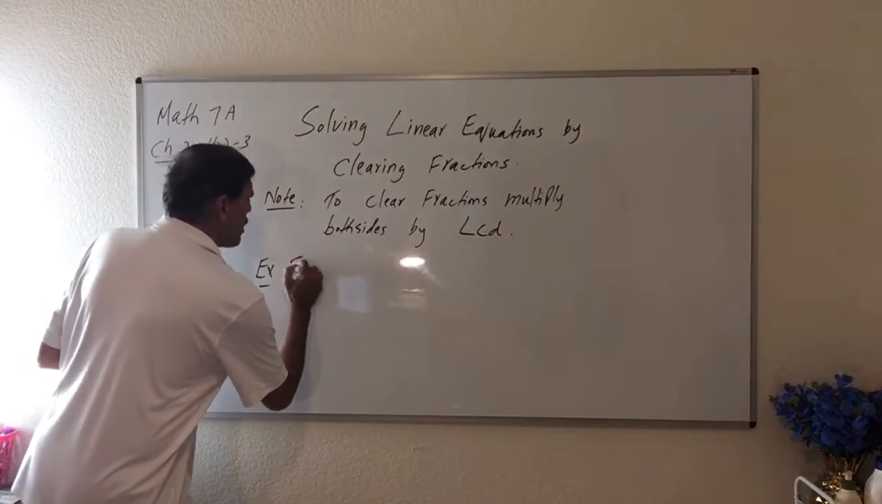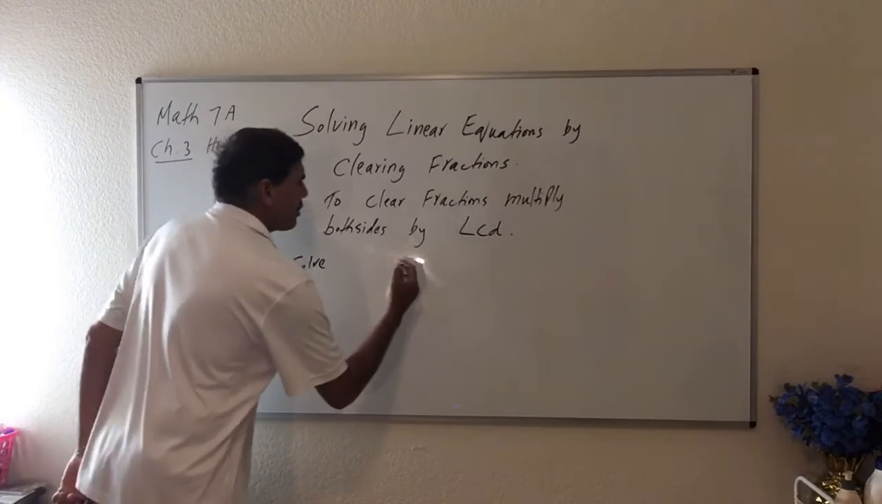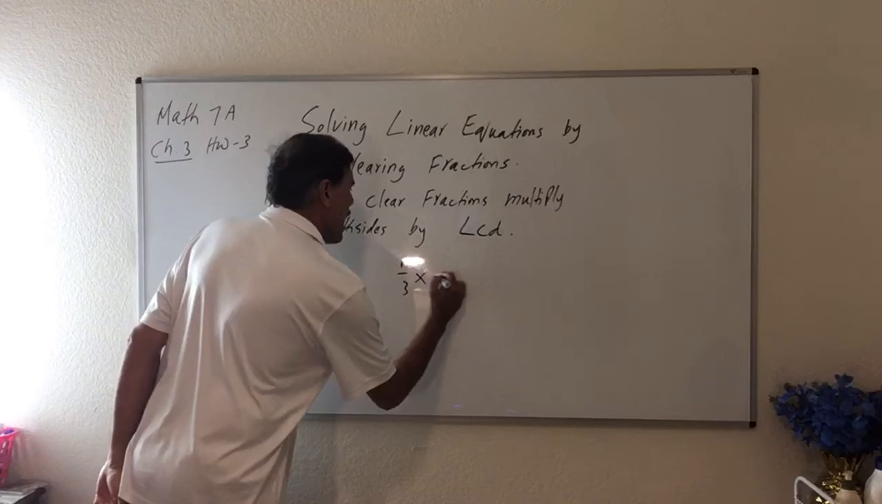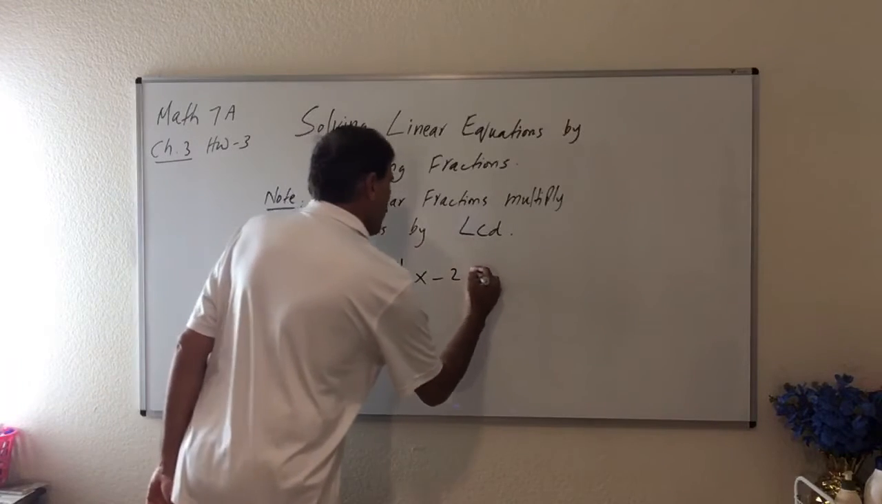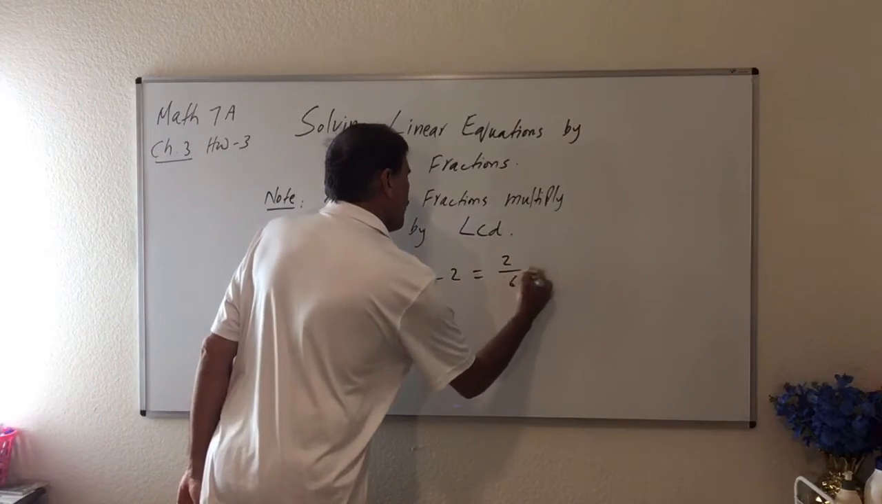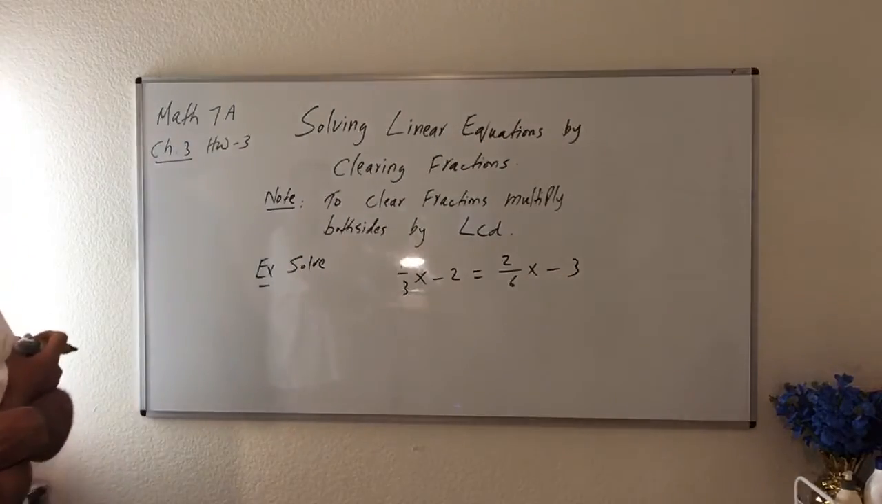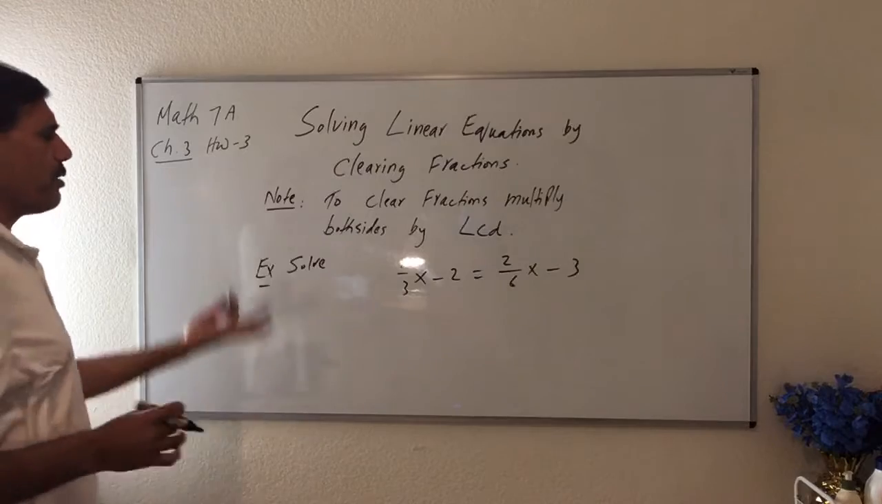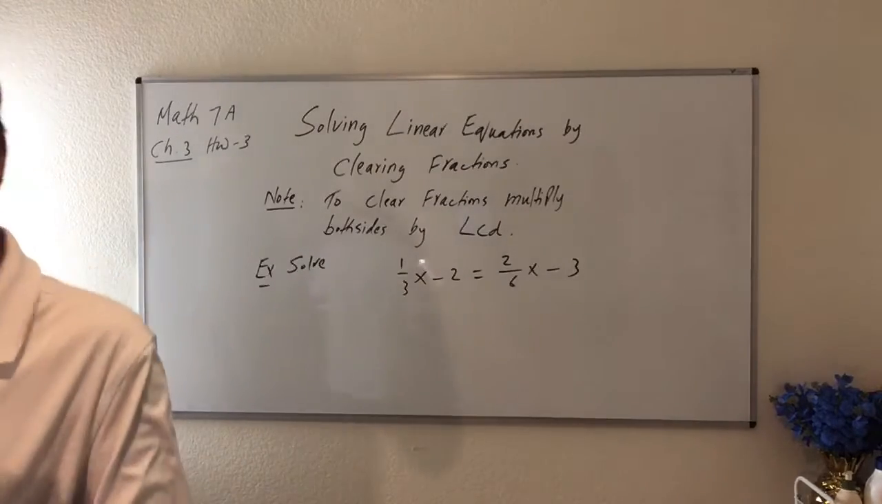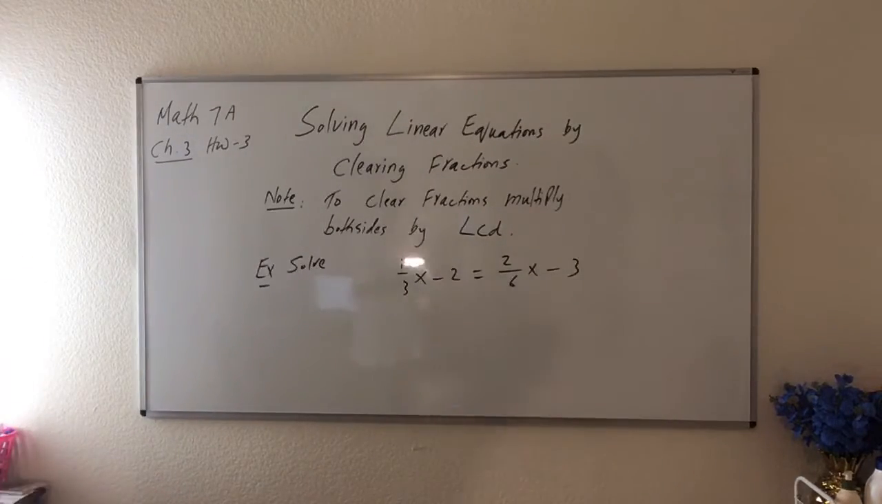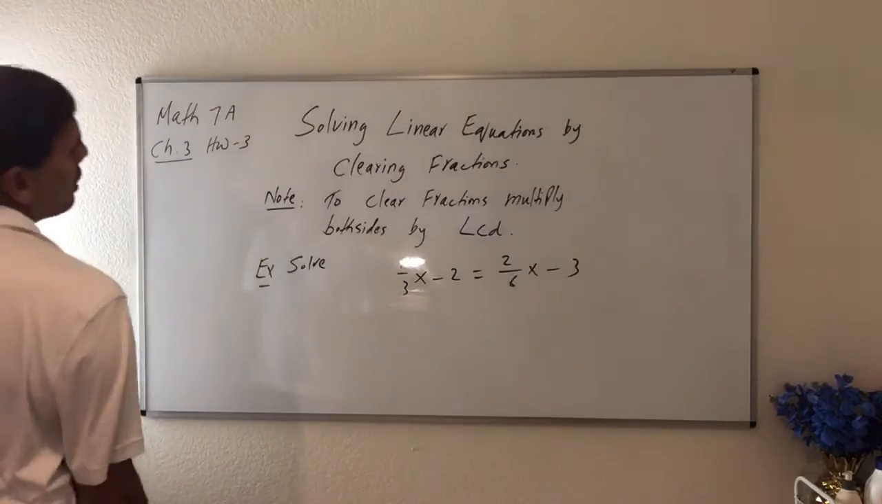So here's one quick example. Somebody says solve 1 over 3x minus 2 equals 2 over 6x minus 3. Something like this. It could be any equation. Now, the first thing to look for is any parentheses. We always distribute first. The first step stays the same. So there are no parentheses. This means we are ready to clear the fractions.